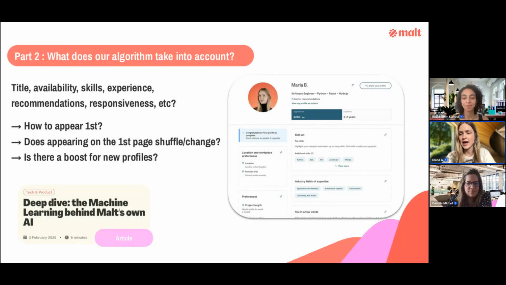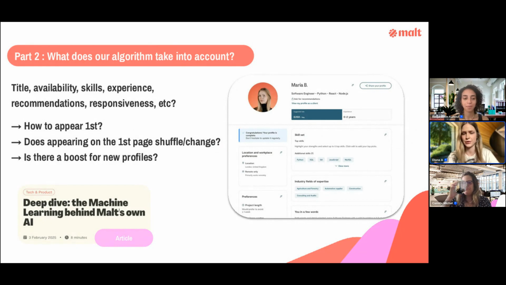For instance, I decided to make a profile on Malt, which I actually did. There's an alias profile of me under the name of Maria. She's a software engineer, and I filled out my profile completely. Malt said, well done to me. Everything is correct, everything is green. But there is a lot of information that you have to fill out once you sign up at Malt.